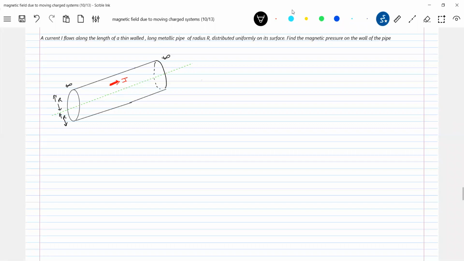How will magnetic pressure come into the picture here? Like we had in electrostatics, the electric field density and electric pressure, similarly magnetic field density will come into the picture. This is very important. We don't have any question till now, in advance possibility of asking.